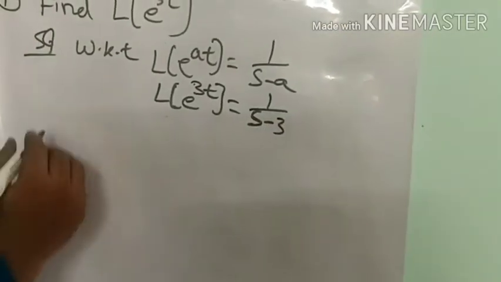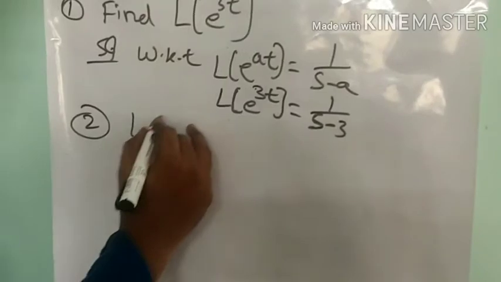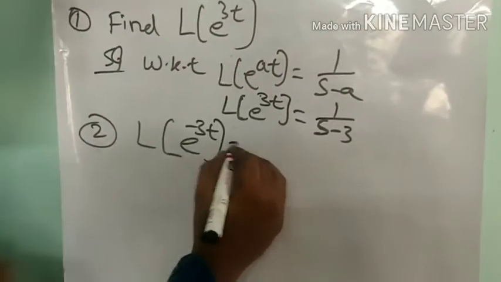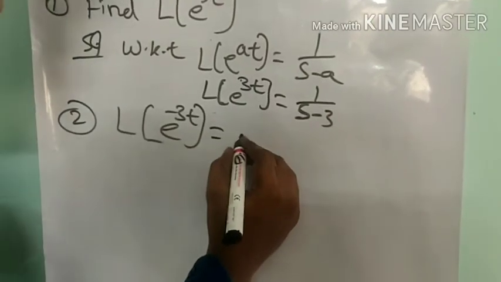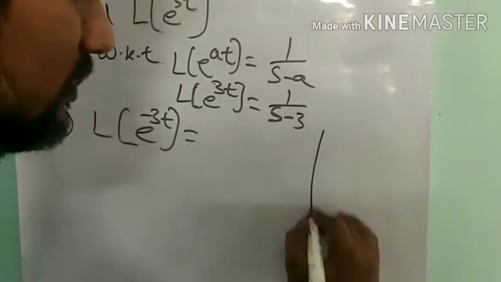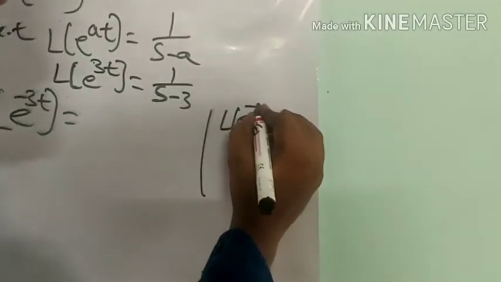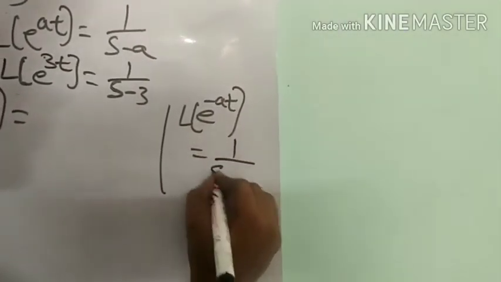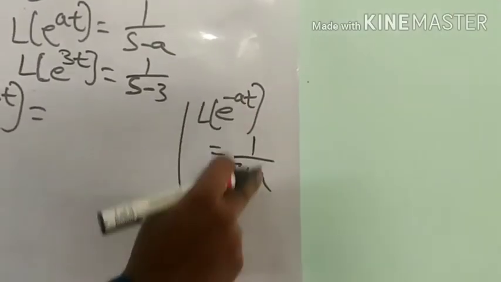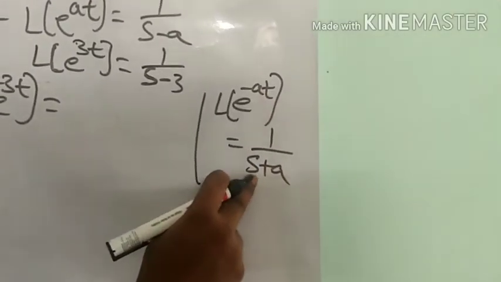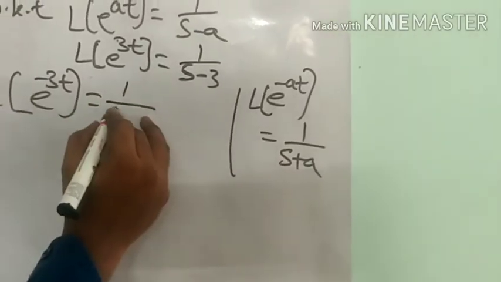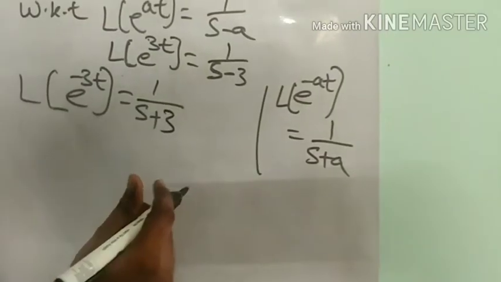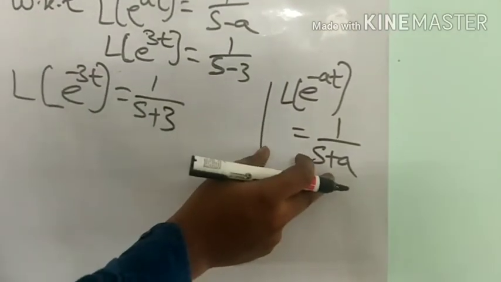This is the answer. Likewise, you may be asked a problem like e power minus 3t. It is plus, no, here minus. So the answer is nothing but, I write directly. First write the formula. You know Laplace of e power minus at formula is 1 by s plus a. So minus a means you write in the denominator s plus a. What's the a value? 3. The minus 3 means you write here plus 3. Directly we can write. First write the formula and then do the problem.